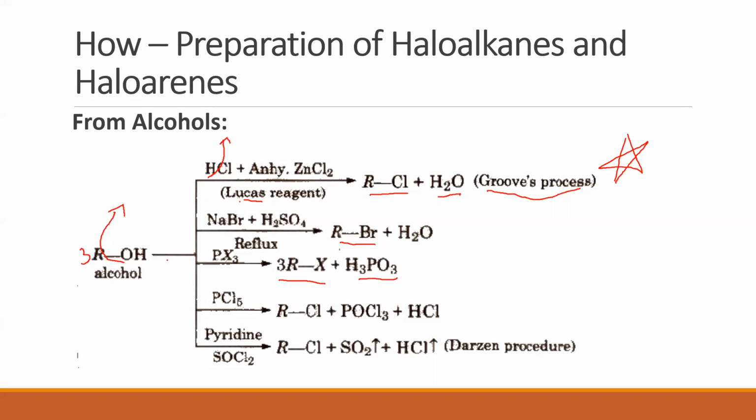So even here, OH goes out, and how many OHs are there? There are 3 OH groups because we are starting with 3 moles of alcohol, and 3 of these OH combine with phosphorus to form H3PO3, which is phosphorus acid, and the 3 R groups will take away the 3 halogen atoms to form 3 moles of alkyl halide. Clear?